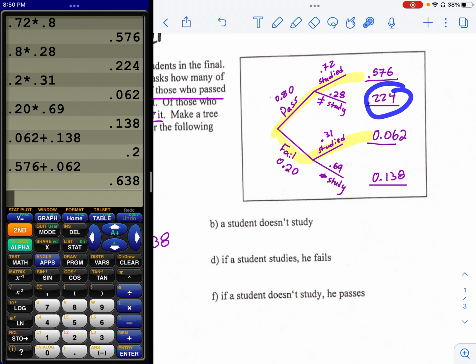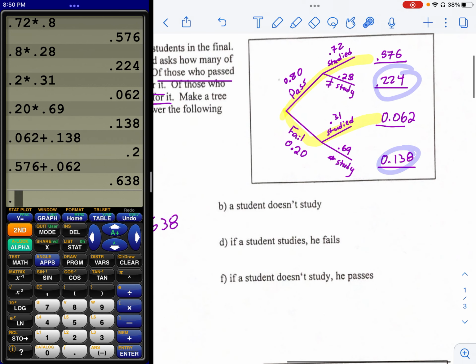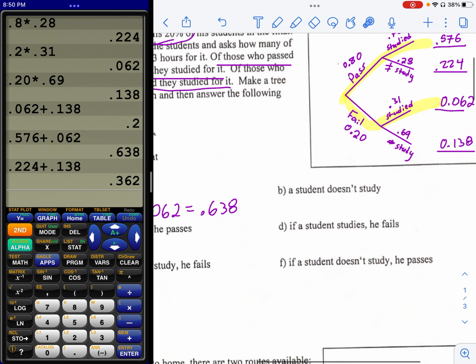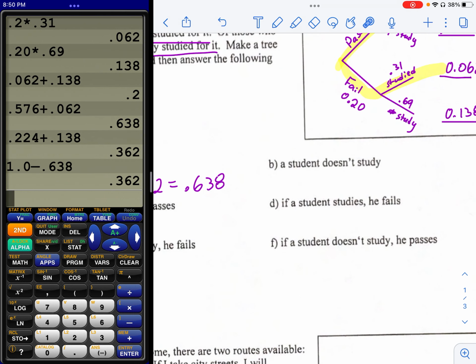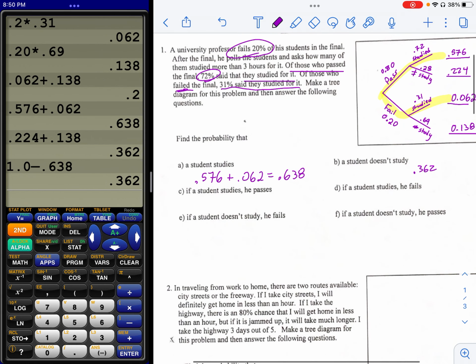Doesn't study. Well, you could do all the work and you could add this plus this. That's one way to do it, like this. Or you could take 1.0 minus this, because you either studied or you didn't study. And you should get the same answer either way. Voila! And you sure do. So that's 0.362.